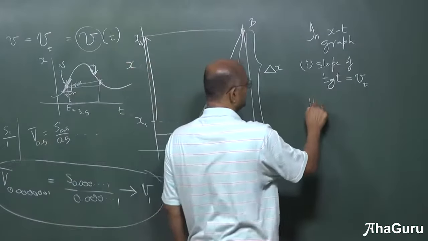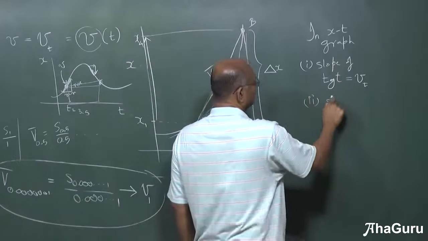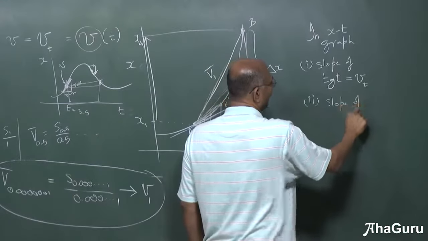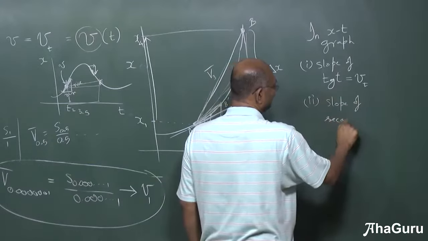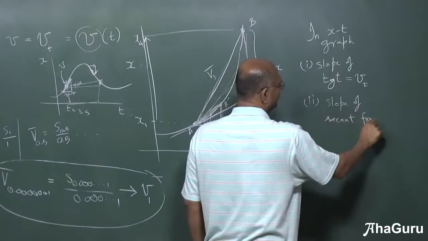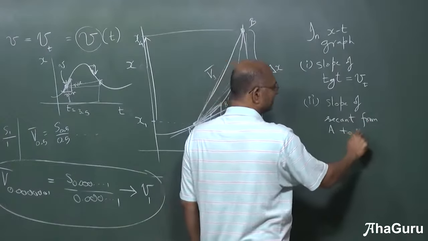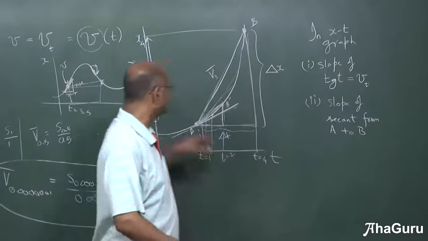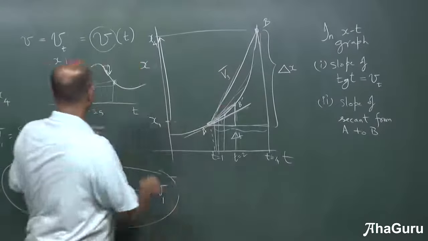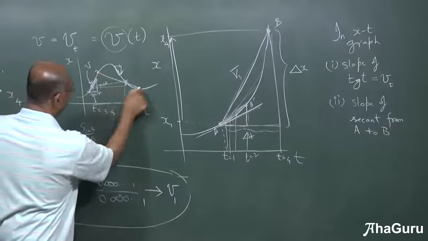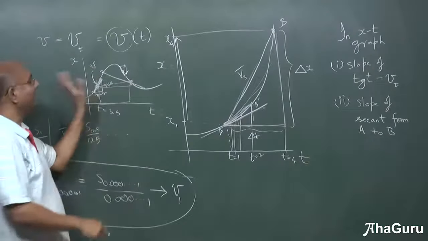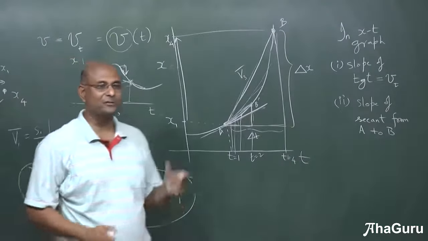2. Slope of secant from A to B. That is, you take 2 points and then take that curve. Let's say you take this point and join it. You get a slope for that line, right? You can pick any 2 points and join them. When you join, you get a slope.